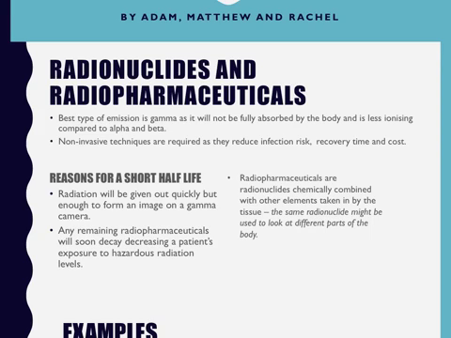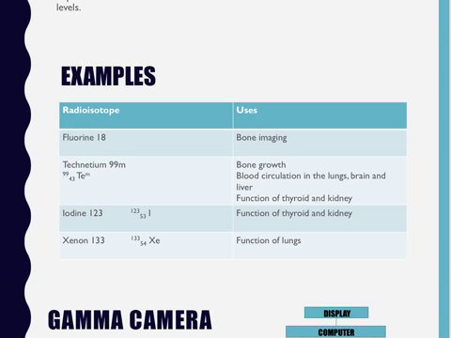Radiopharmaceuticals are radionuclides chemically combined with other elements taken in by the tissue. The same radionuclide might be used to look at different parts of the body. Here are some examples of radioisotopes and their uses. We'll only be talking about technetium-99m, as that normally has questions asked about it.